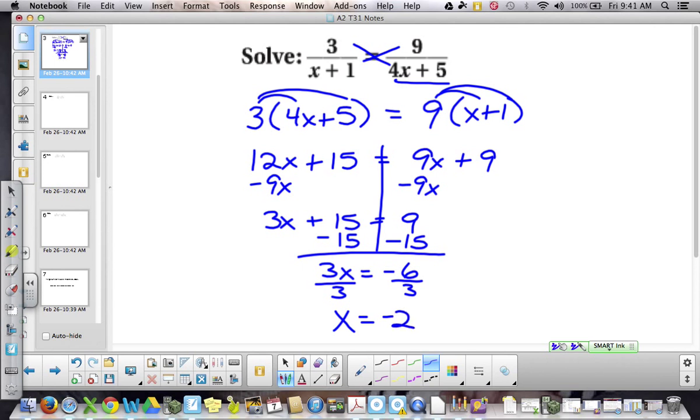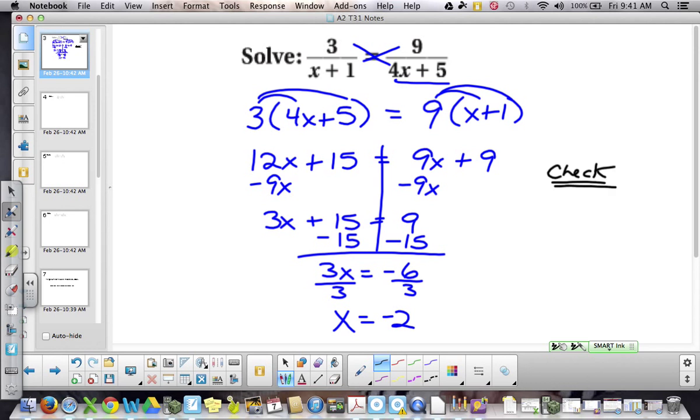All right, now, because of the way we're solving these with the cross products, it is possible for us to introduce extraneous solutions, solutions that appear to work. We do all the work correctly, but when we plug them back in, they don't work. So it is important to check your answers.